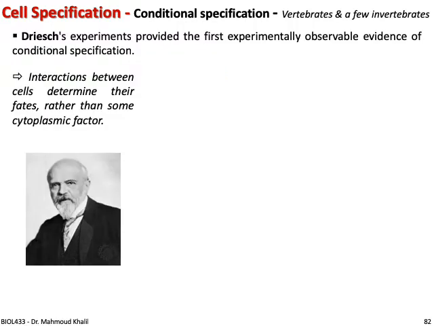Dirichlet was the first scientist, a German scientist who provided the first experimentally observable evidence of conditional specification. He said that interactions between cells determine their fate rather than some cytoplasmic factor. Still, the cells have cytoplasmic factors, which are the transcription factors or morphogenic determinants, but the interaction and the paracrine secretion between the neighbor cells enables this conditional specification.